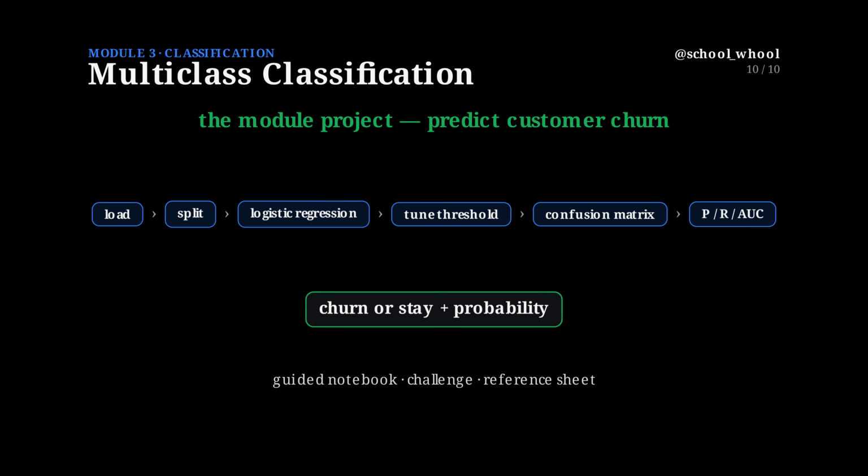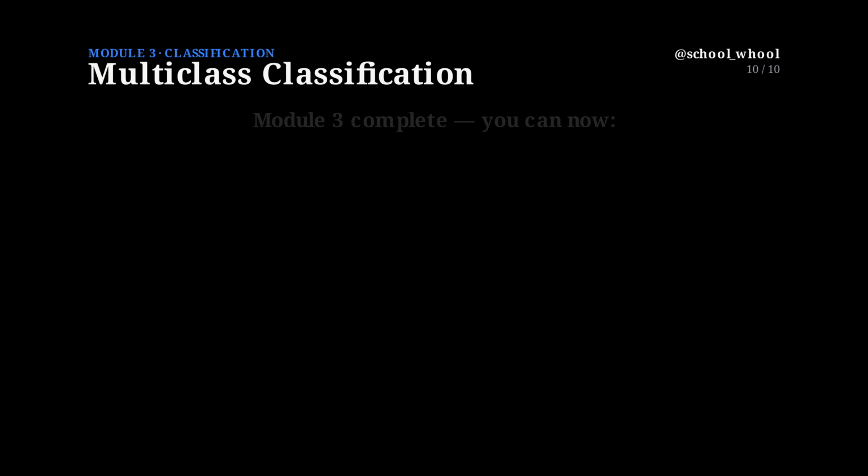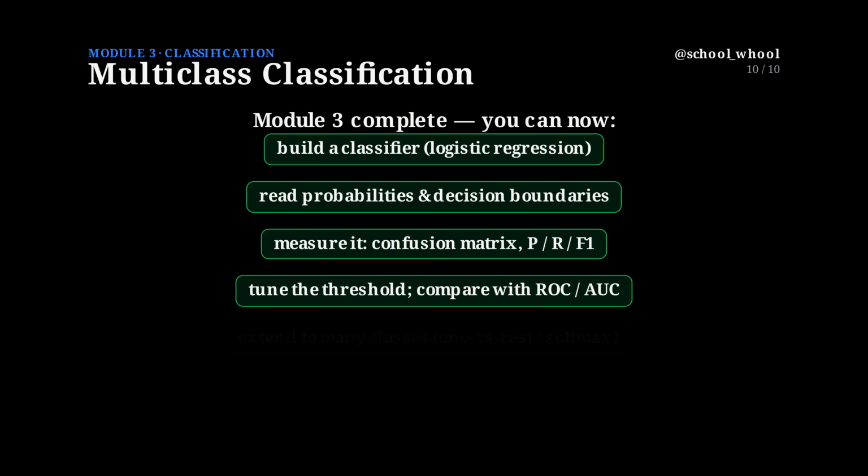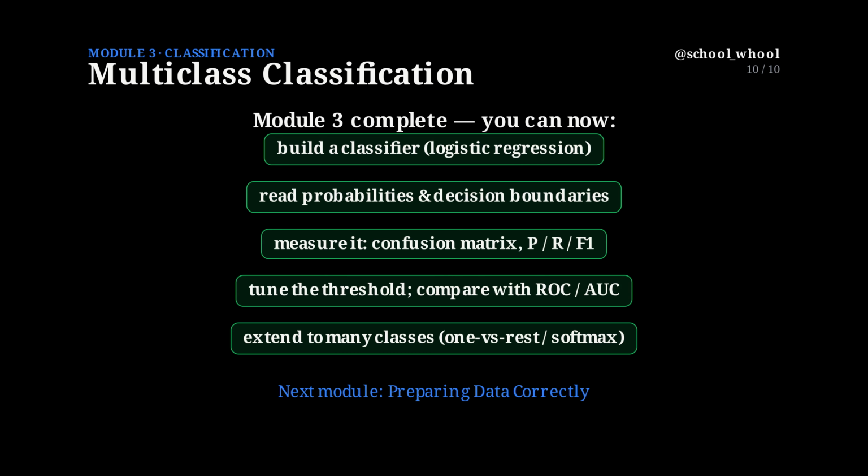So multiclass is just binary, scaled up, one versus rest, or softmax turning raw scores into probabilities, an n by n confusion matrix, and the same metrics, computed per class. With that, you can build, tune, and honestly evaluate a classifier from start to finish. Next module, preparing messy, real-world data.